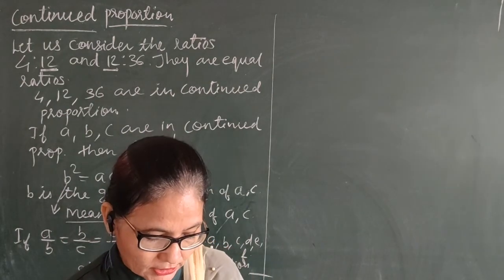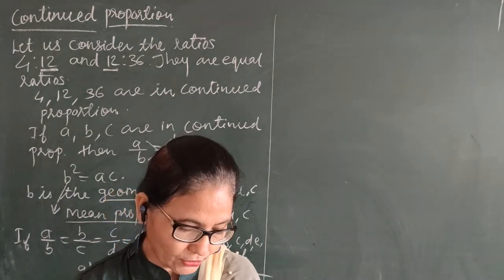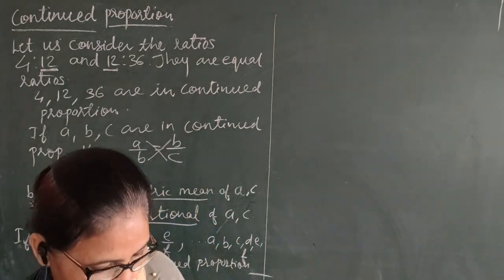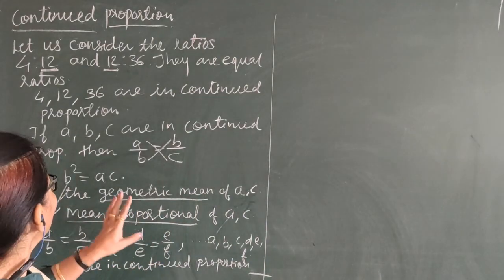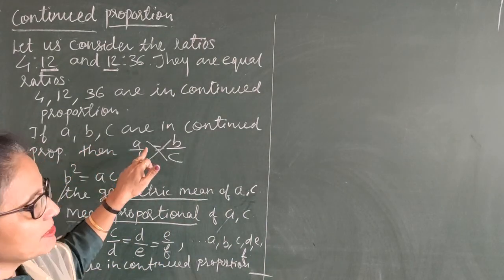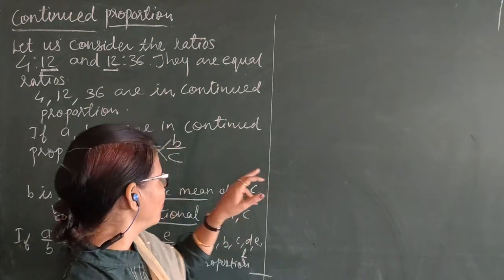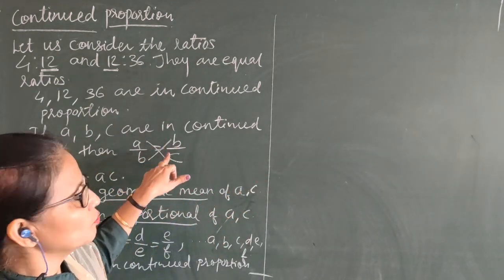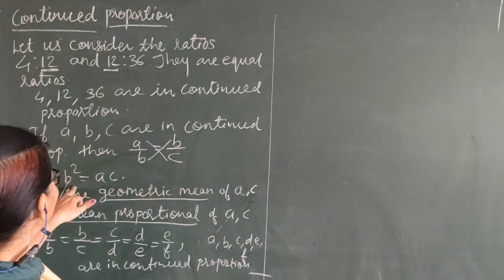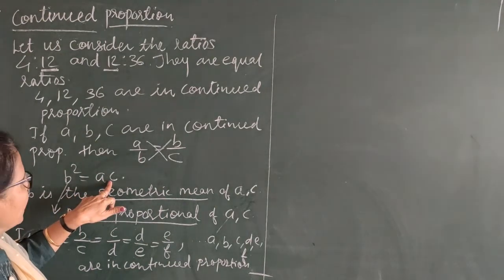Okay, now let's study sums based on it. Let's move to exercise 4.5. Just remember that if it is mentioned that A, B, C are in continued proportion, then you have to use A by B is equal to B by C, or you can use B square is equal to AC.